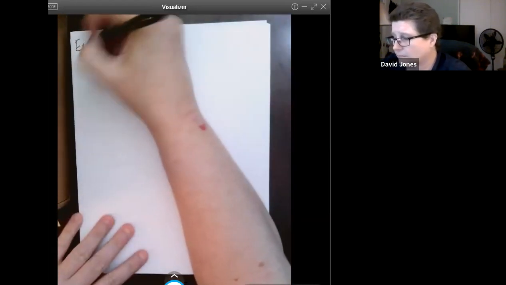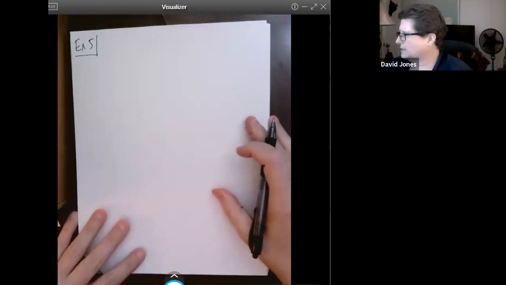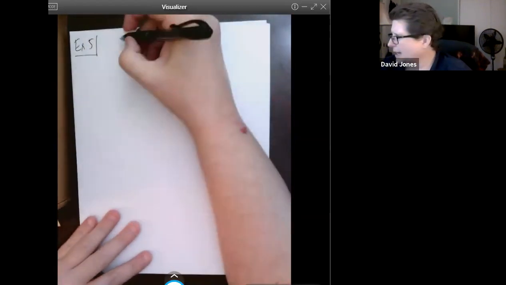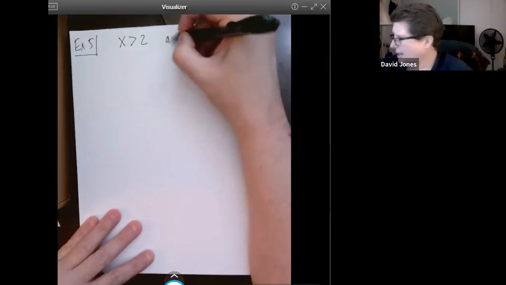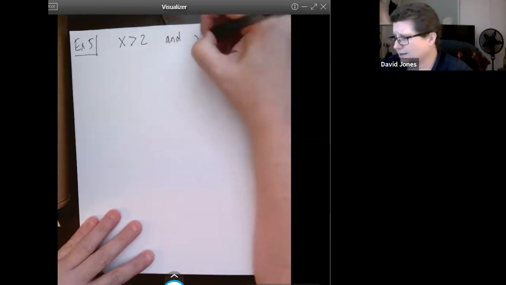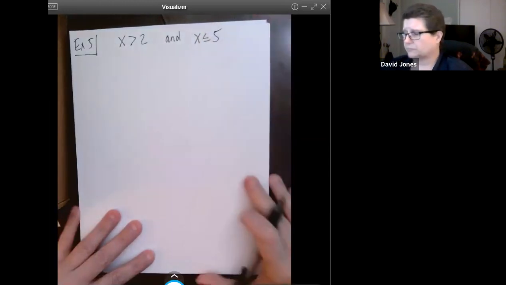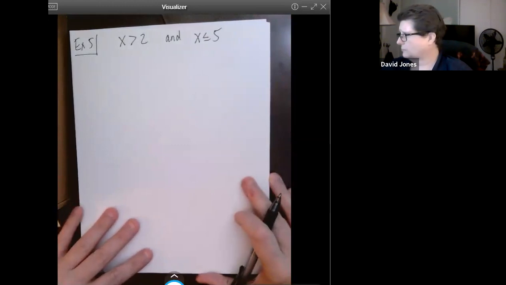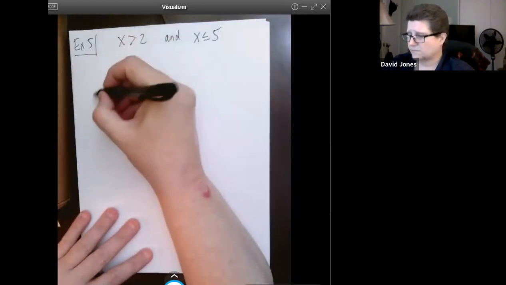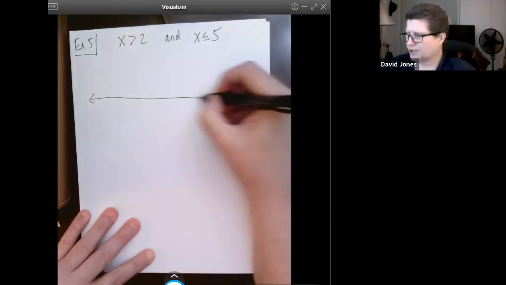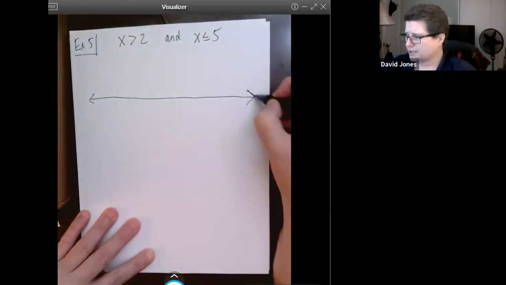Example 5 is when we have two inequalities going on simultaneously. Let's say x is greater than 2 and x is less than or equal to 5. I'm going to leave some room when you get to the number line, because I'm going to show there's another way of writing that one.